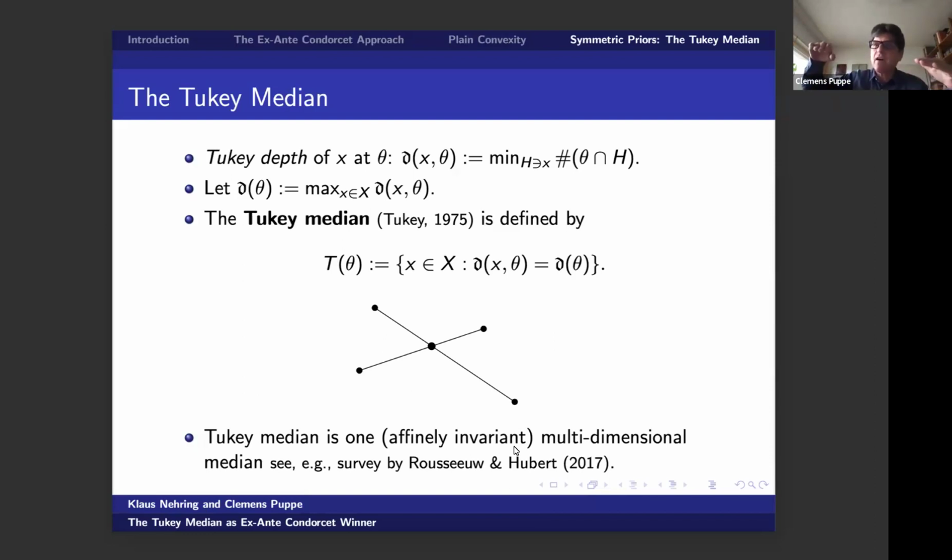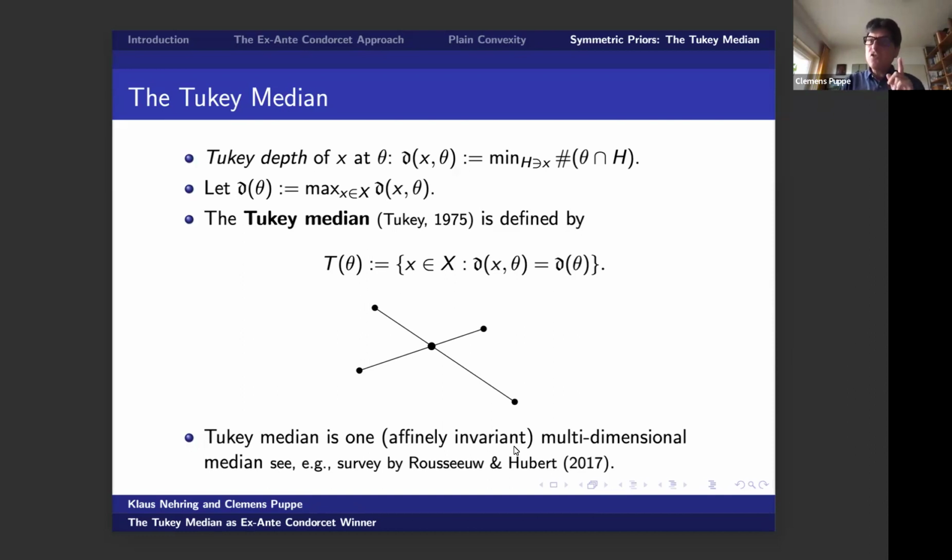If all data points are on a line, then the midpoint, the median, will have half of the data points on each side, which is the maximum you can have. So the Tukey median coincides with the standard median in the one-dimensional case. But it is affinely invariant. It's clear what affine invariance means: if I do an affine transformation of the data points, then the Tukey median is transformed by the same affine transformation, and it will be the Tukey median of the transformed data points.